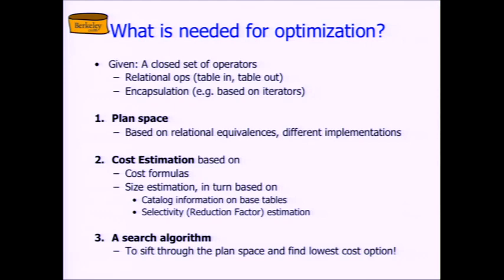And then finally, given the plan space and a cost estimation, we'll need a search algorithm to sift through the plan space somewhat efficiently and find the lowest cost option. All right. What I will tell you is that the plan space is exponential for relational queries, and the problem is NP-hard. So the best search algorithm we'll find is still going to be exponential, but we can shave off some pretty significant factors from that by doing it intelligently. Okay, so we'll want a decent search algorithm.